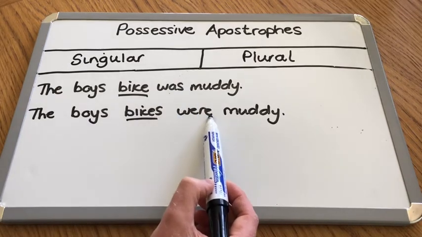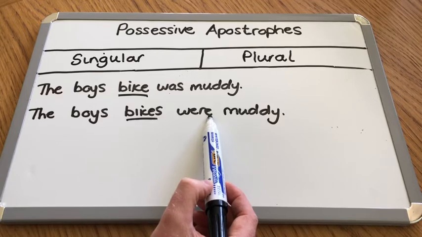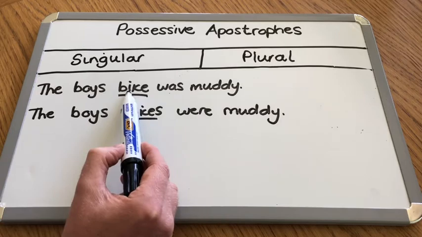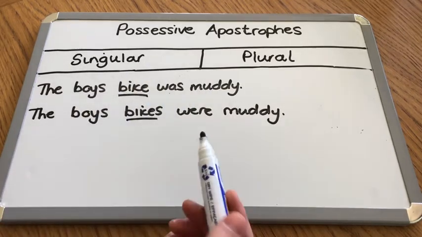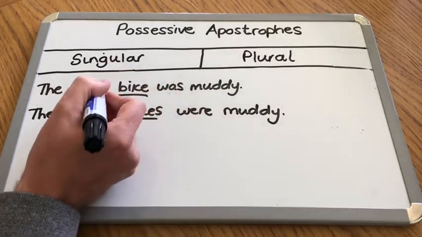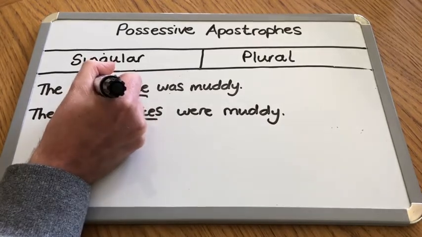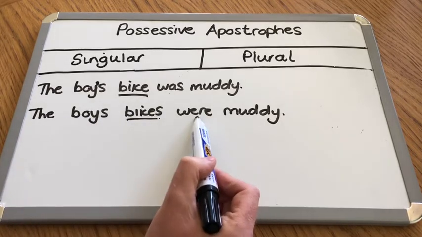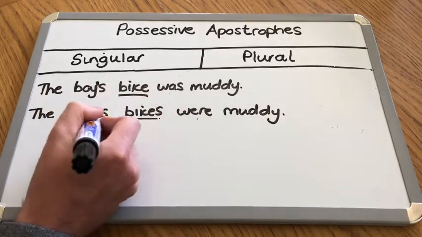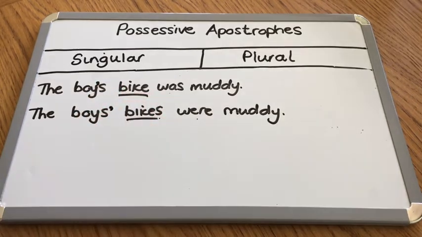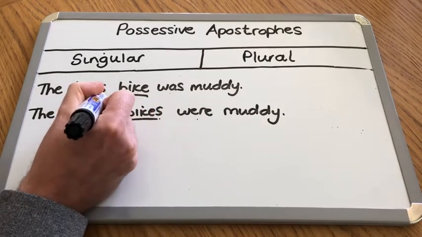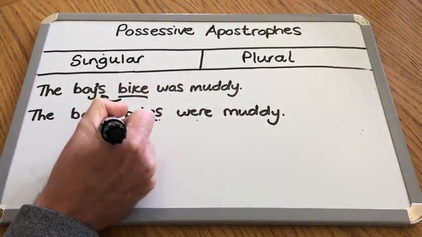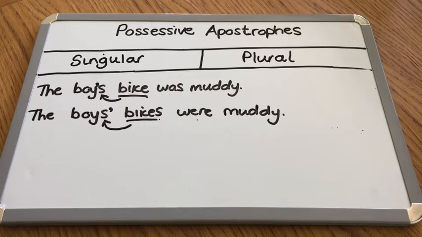Were is used for more than one. So, this one, the clues are telling us there's one bike. It must be one boy's bike. So where does the apostrophe go? It goes before the S. In this sentence, the clues are telling us there's more than one bike. So this must be many boys and their bikes. Remembering that it is this one boy that owns this muddy bike, and it is these many boys that own these muddy bikes.